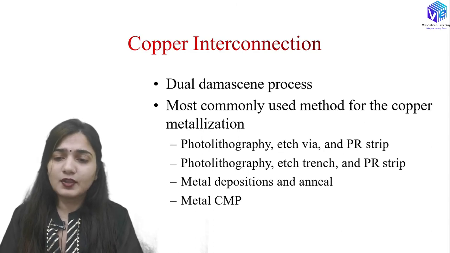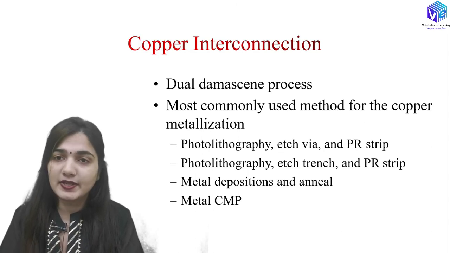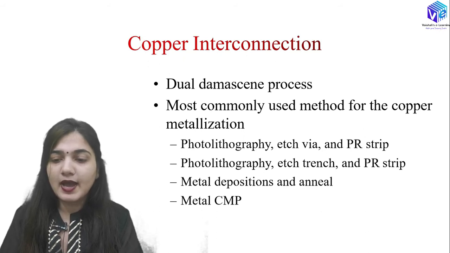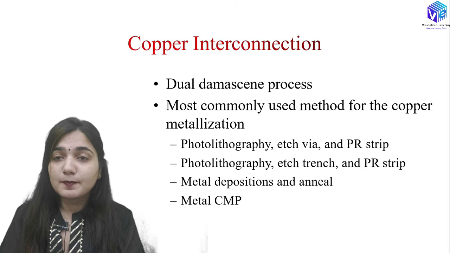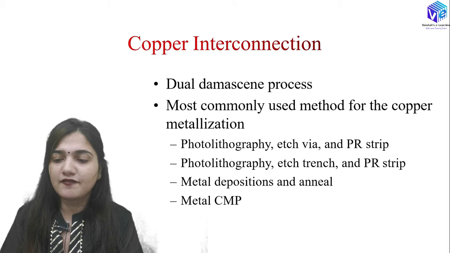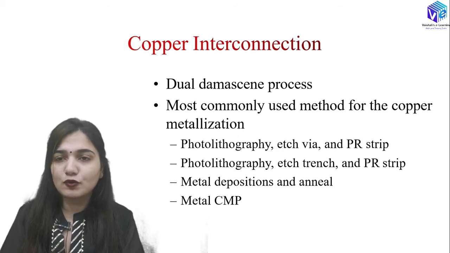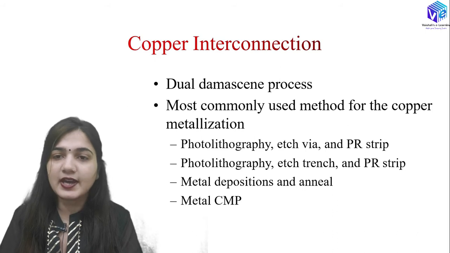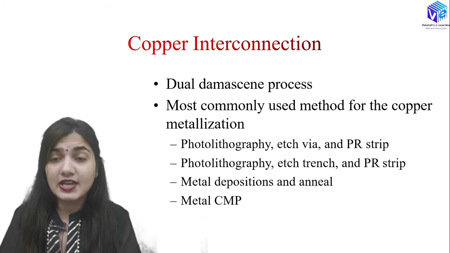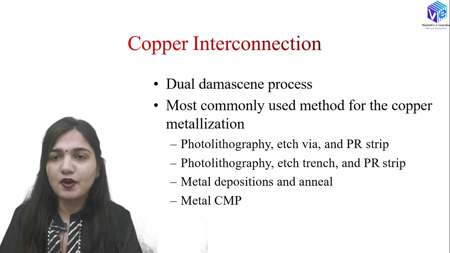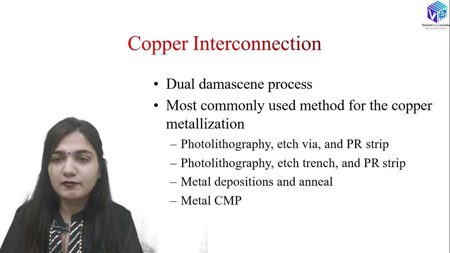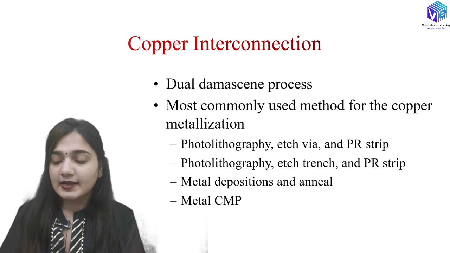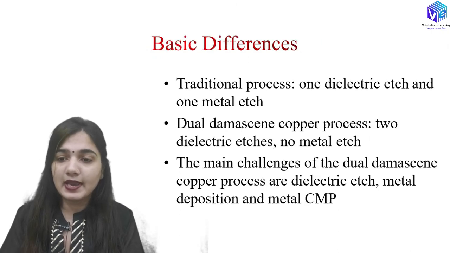So here the copper interconnection formation is a dual Damascene process, right? So here we have the most commonly used method for the copper metallization, right? First of all, I am going to do the photolithography to etch the via, and then I am going to strip off the photoresist. After that again I am going to do the photolithography to etch the trench, and again I am going to strip off the photoresist. After that I am going to deposit the metal, and then at last I am going to anneal it, right, to give me the single crystal structure. After that at last I am going to do the metal chemical mechanical polishing.